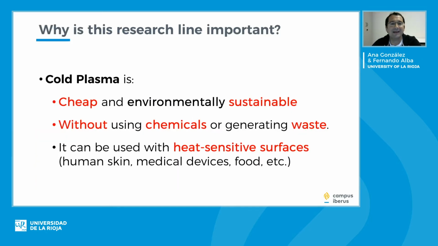Well, why is this research line important? Cold plasma is cheap and environmentally sustainable, without using chemicals and generating waste. It can be used with heat-sensitive surfaces like human skin, medical devices, food, and surfaces in contact with food.